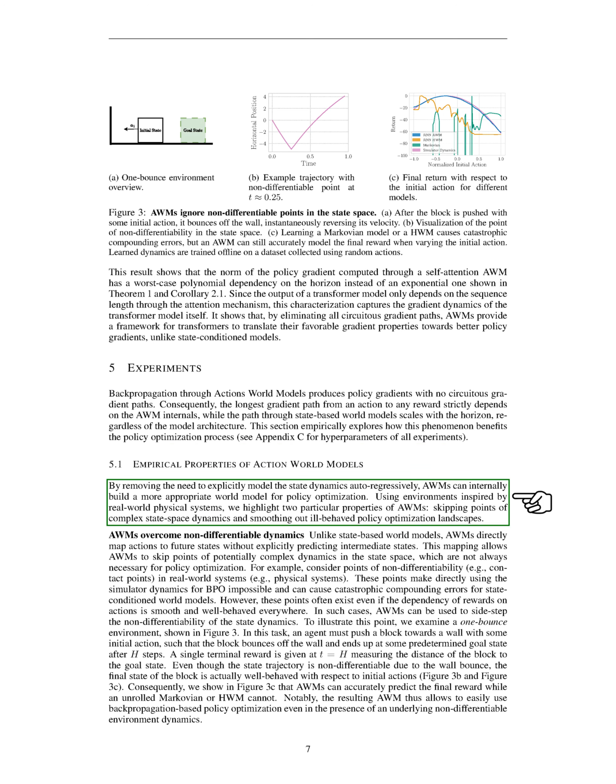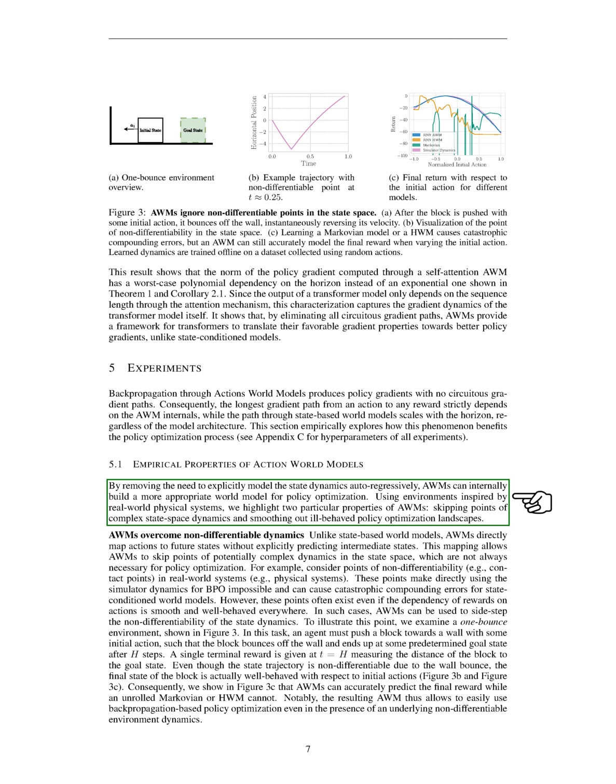Unlike state-based models, AWMs do not require modeling state dynamics in a step-by-step manner, allowing for a more direct and efficient mapping from actions to future states. This approach enables AWMs to bypass complex dynamics in the state space, which can be particularly beneficial in environments with non-differentiable dynamics or chaotic behavior.